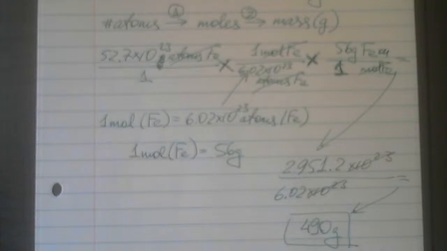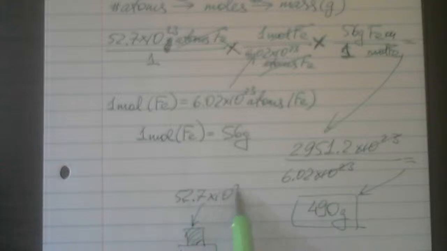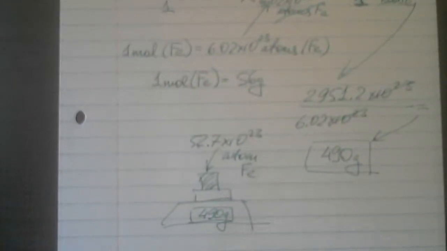So if I put on a scale 52.7 times 10 to the power of 23 atoms of iron, then the scale would show me that the mass of this sample is 490 grams. This is what we just calculated this moment.